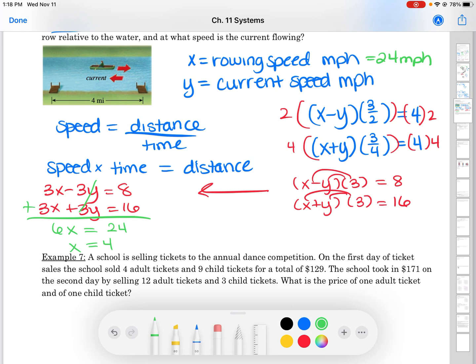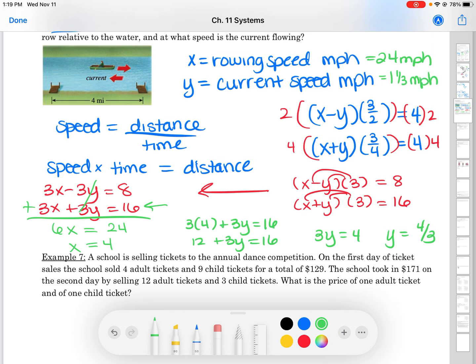Why don't we use this equation? So 3 times 4 plus 3y is equal to 16. So that's 12 plus 3y is equal to 16, which gives us 3y is equal to 4. So y is going to equal 4/3. So that's 1 1/3 miles per hour.